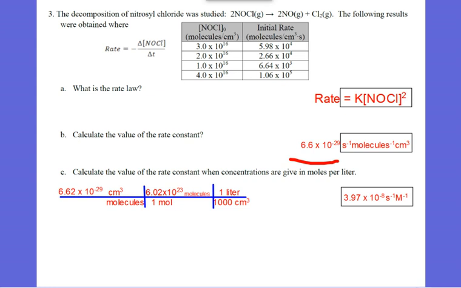Units wise, units are pretty weird here. If you take a look at the units given in the data table, we have molecules per cubic centimeter, which are going to be divided by molecules per cubic centimeter squared. So a bunch of those units are going to cancel out. We end up with per seconds per molecules, and we're going to have, let's write that down, cubic centimeters.